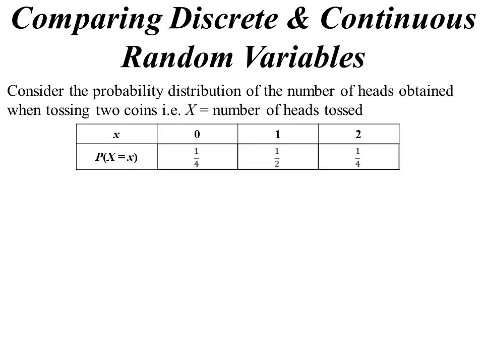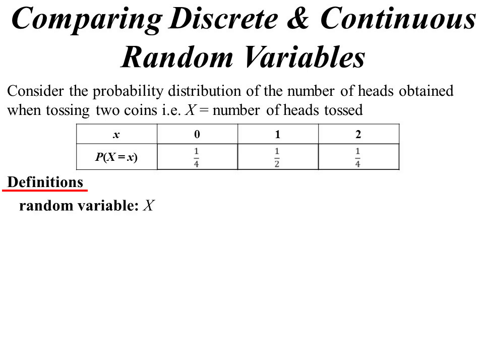Right, so on Friday we recapped discrete random variables. Now we want to compare the difference between that and continuous. So this one's still discrete, of course. Consider this probability distribution. We're simply tossing two coins and the probability of getting zero heads, one head, or two heads. So let's define a few things here.